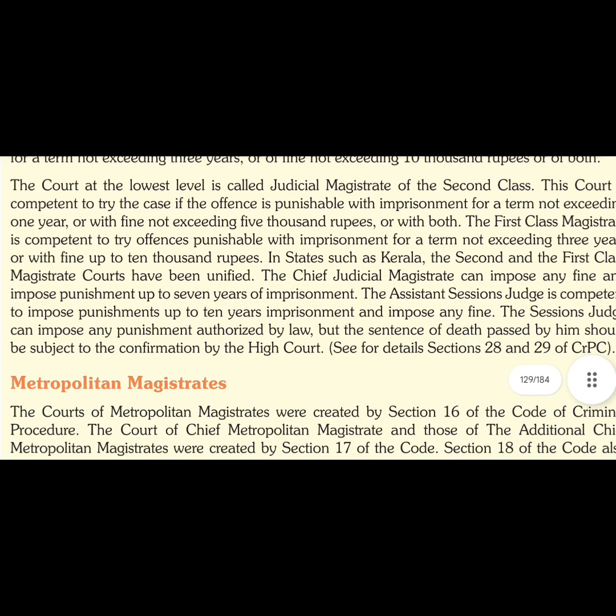Chief Judicial Magistrate can impose any fine, as I told you, and impose punishment up to 7 years. Assistant Sessions Judge is competent to impose punishment up to 10 years and impose any fine. Sessions judge can impose any punishment authorized by law, but a sentence of death has to be subject to confirmation by the High Court. This is important. He can pass a death sentence also. He can pass any punishment, that means including life imprisonment or death.